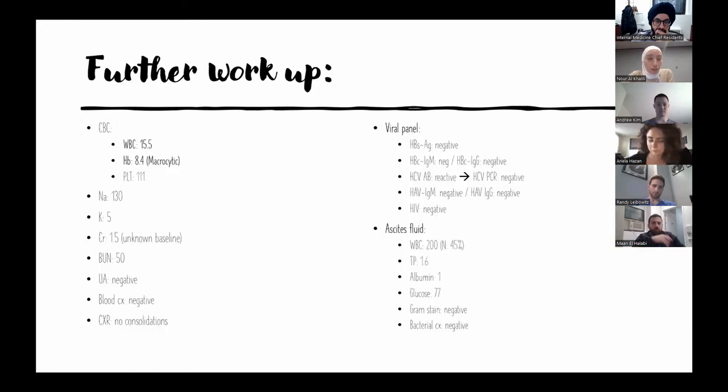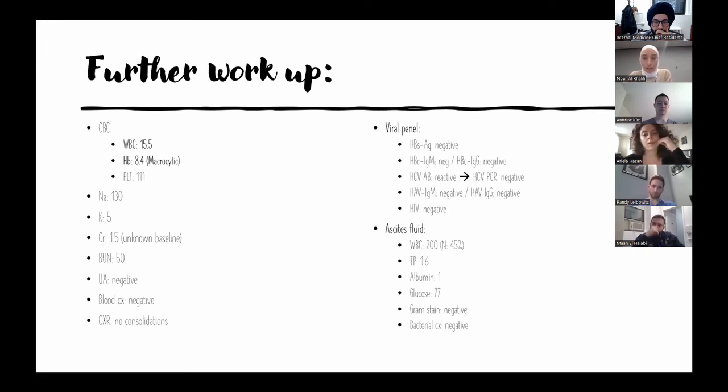So for the further workup for this patient, he has elevated white counts, mild hyponatremia. He has an elevated creatinine, and we're not sure if it's acute or chronic kidney injury. UA negative, blood cultures were negative even though he has been febrile, and chest X-ray showed no pneumonia. For the viral panel, hepatitis B negative, C antibody positive, but the PCR was negative. So he has a previous Hep C infection, which most likely resolved on its own.